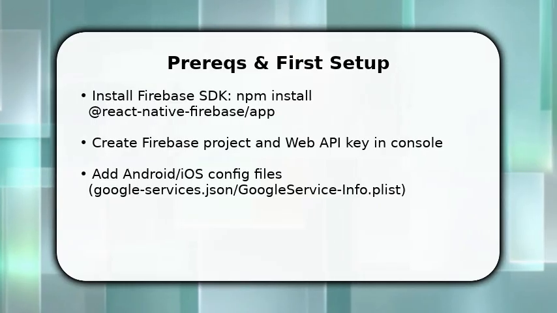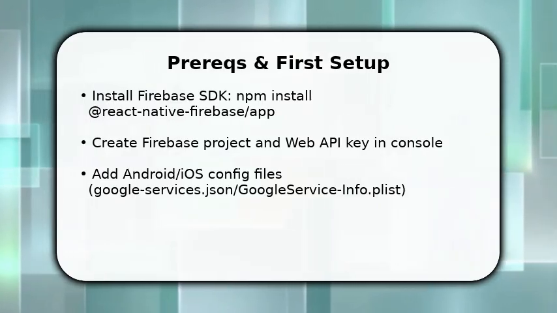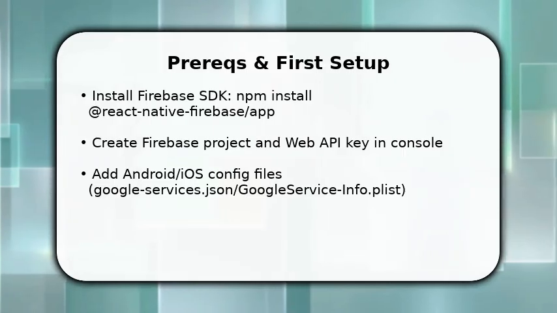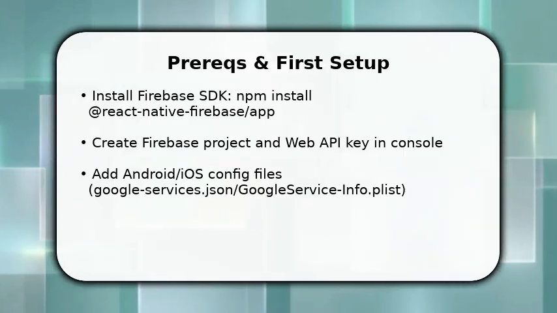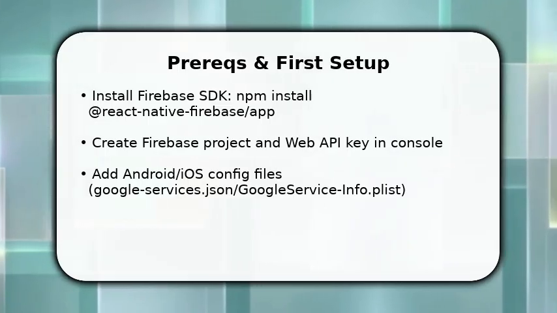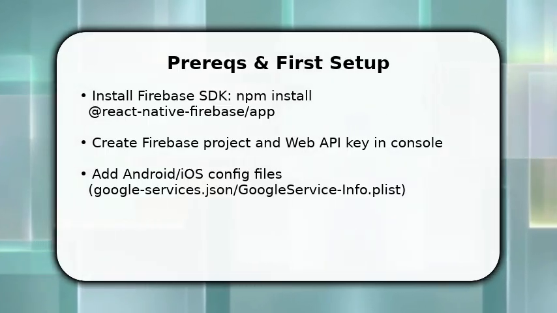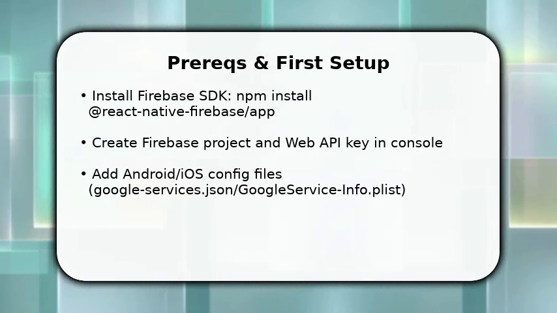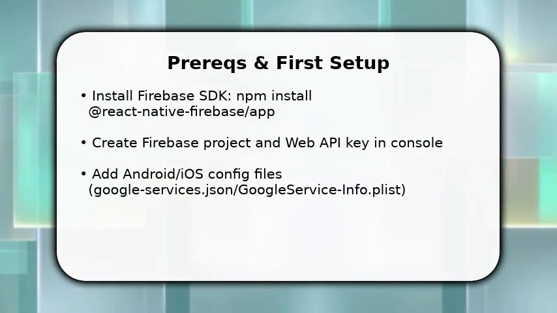Make sure to place google-services.json into android/app and GoogleService-Info.plist into ios/Runner so native builds can access credentials. After that, run a clean build to confirm the native modules initialize. This prevents cryptic runtime errors later.